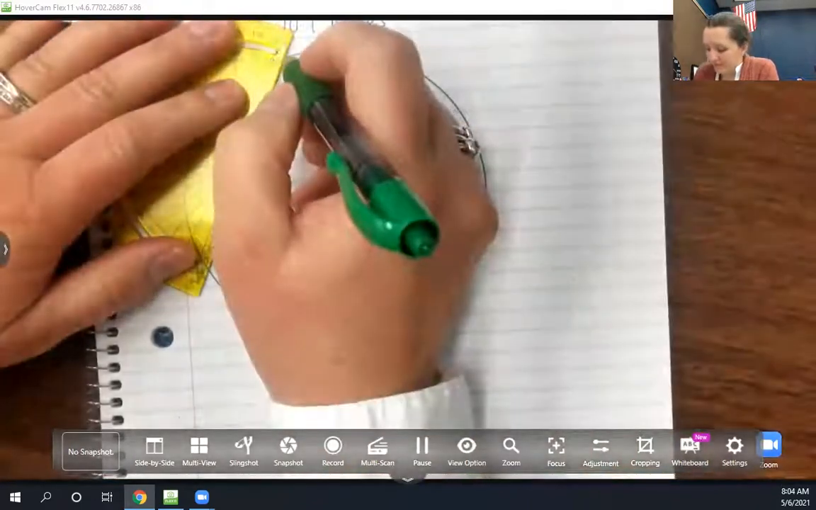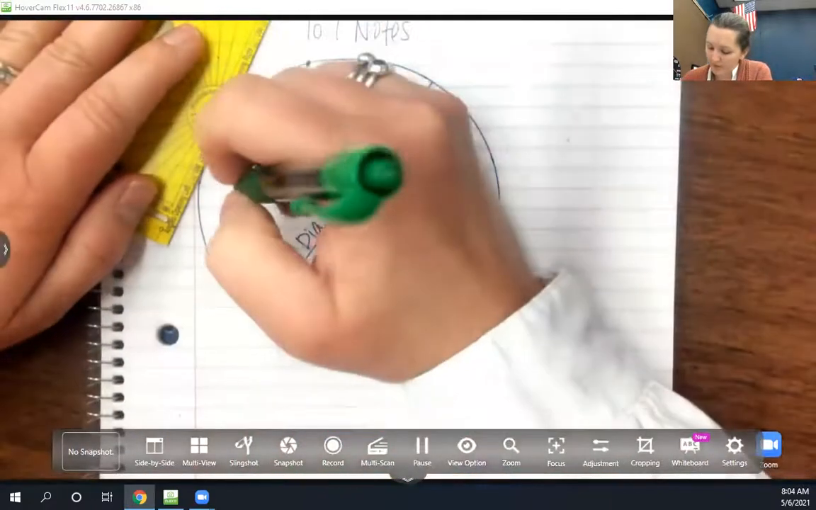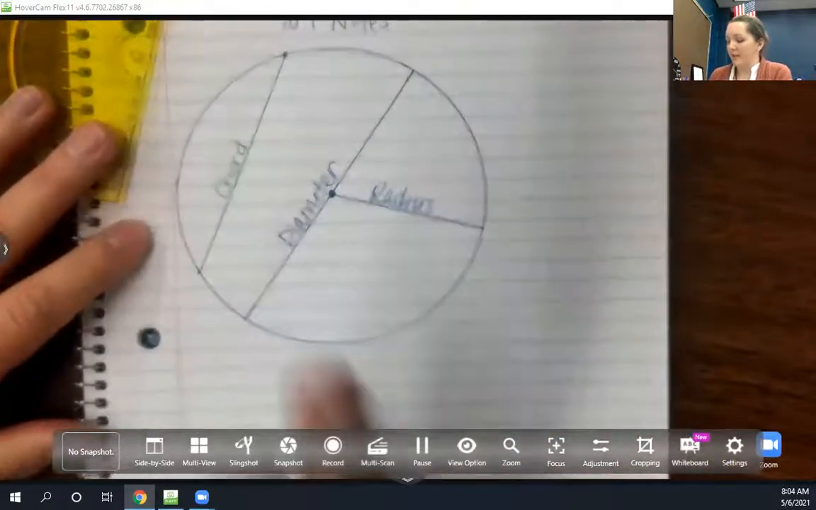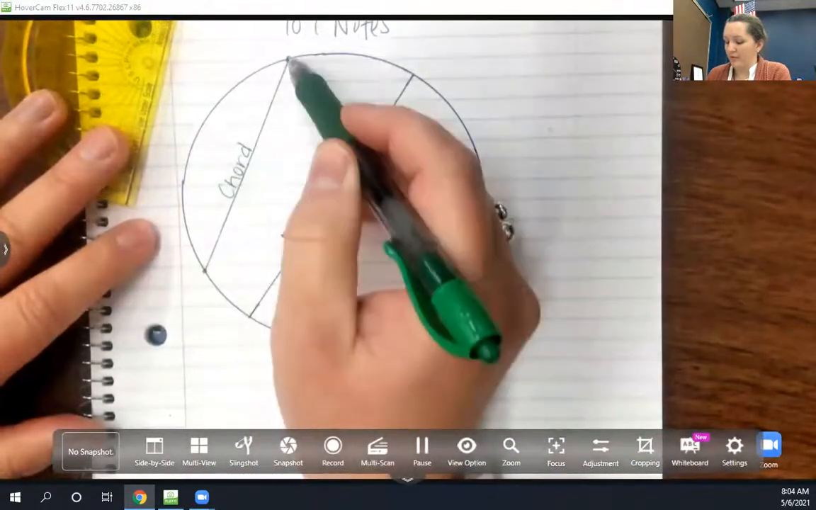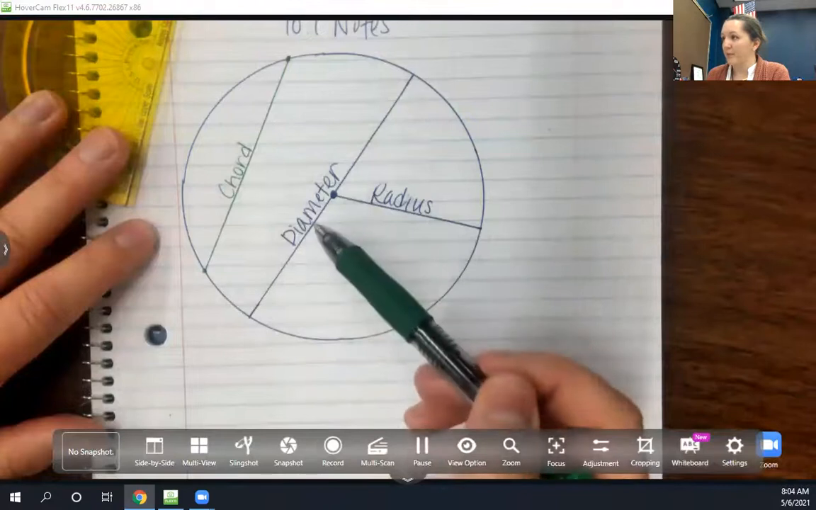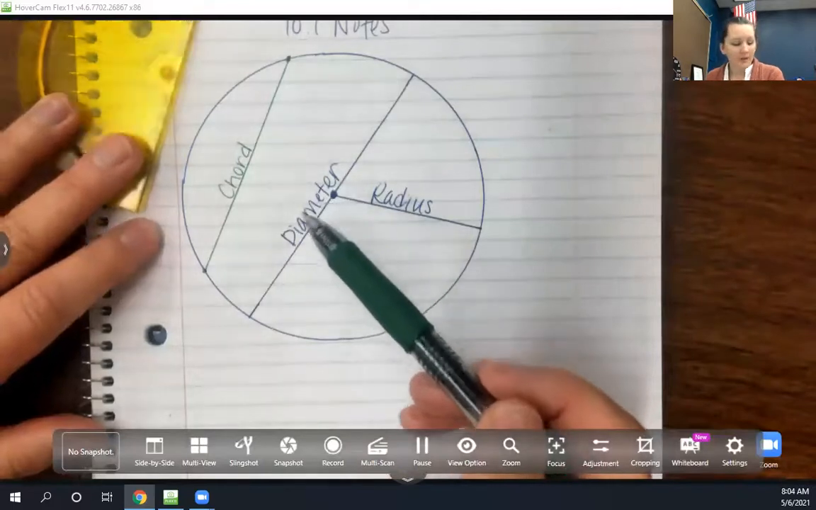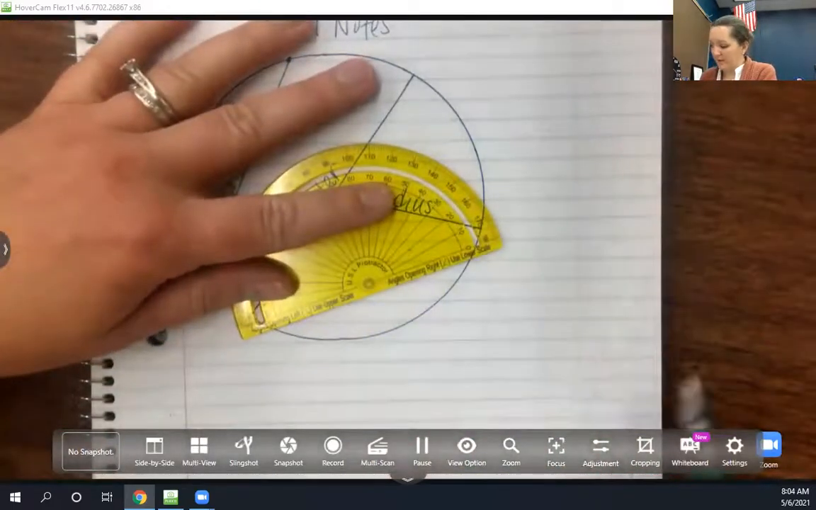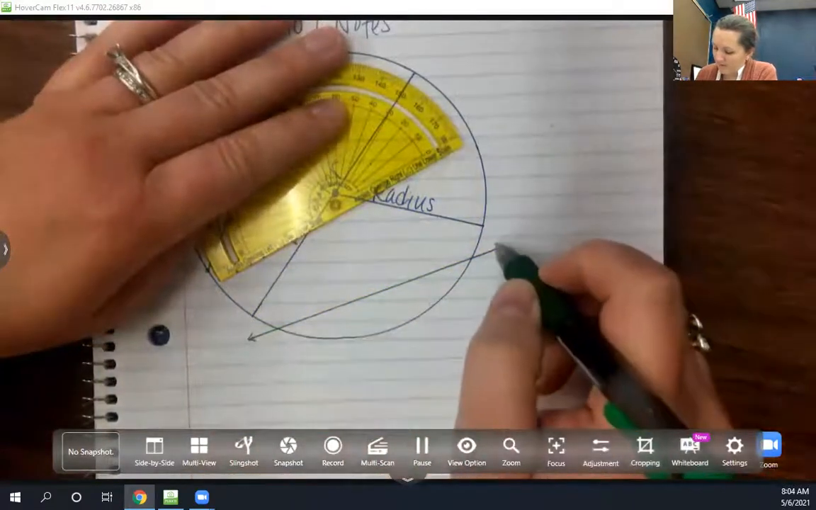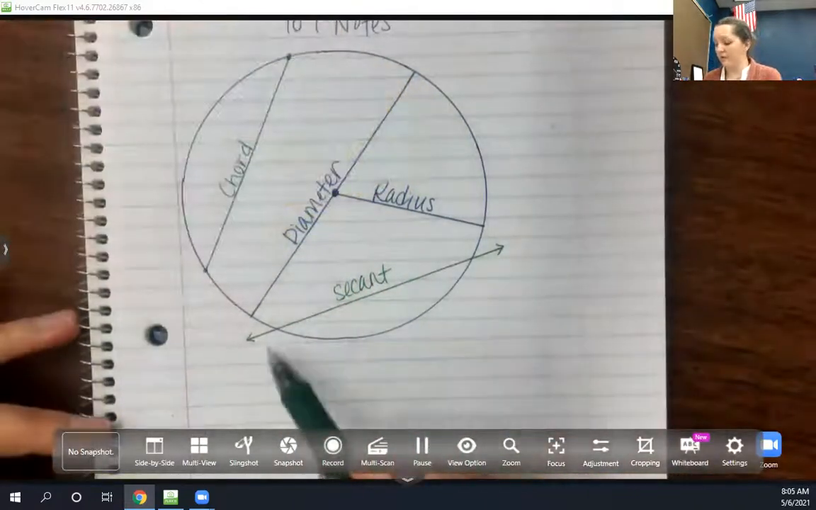One is a chord. So here's a chord in green. It's a segment that runs across the circle from one end of the circle to the other. Notice that a diameter is a chord, but the diameter is a very specific chord in that it goes through the center of the circle. We have another one called a secant. And notice that a secant is a line that goes through the circle.